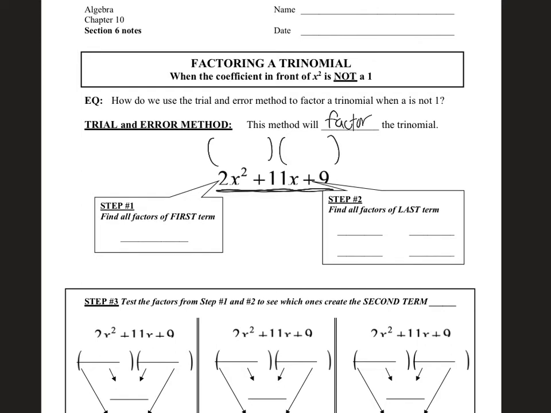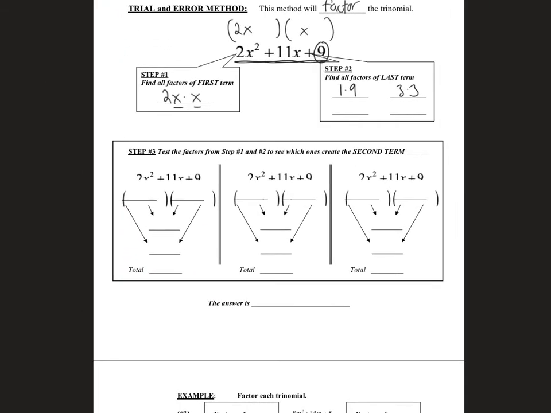So let's go ahead and do this here. What are the factors of the first term? How do we get 2x squared? Well, that's going to be only 2x times x. You need an x in both terms when you're doing this kind of problem, okay? So we need an x here and here. So in this case, it's going to be 2x and x. And then we need all the factors of the last term. It should be pointing at the 9 here. What are the factors of 9? What multiplies to 9? Well, we got 1 times 9, and what else? 3 times 3, okay?